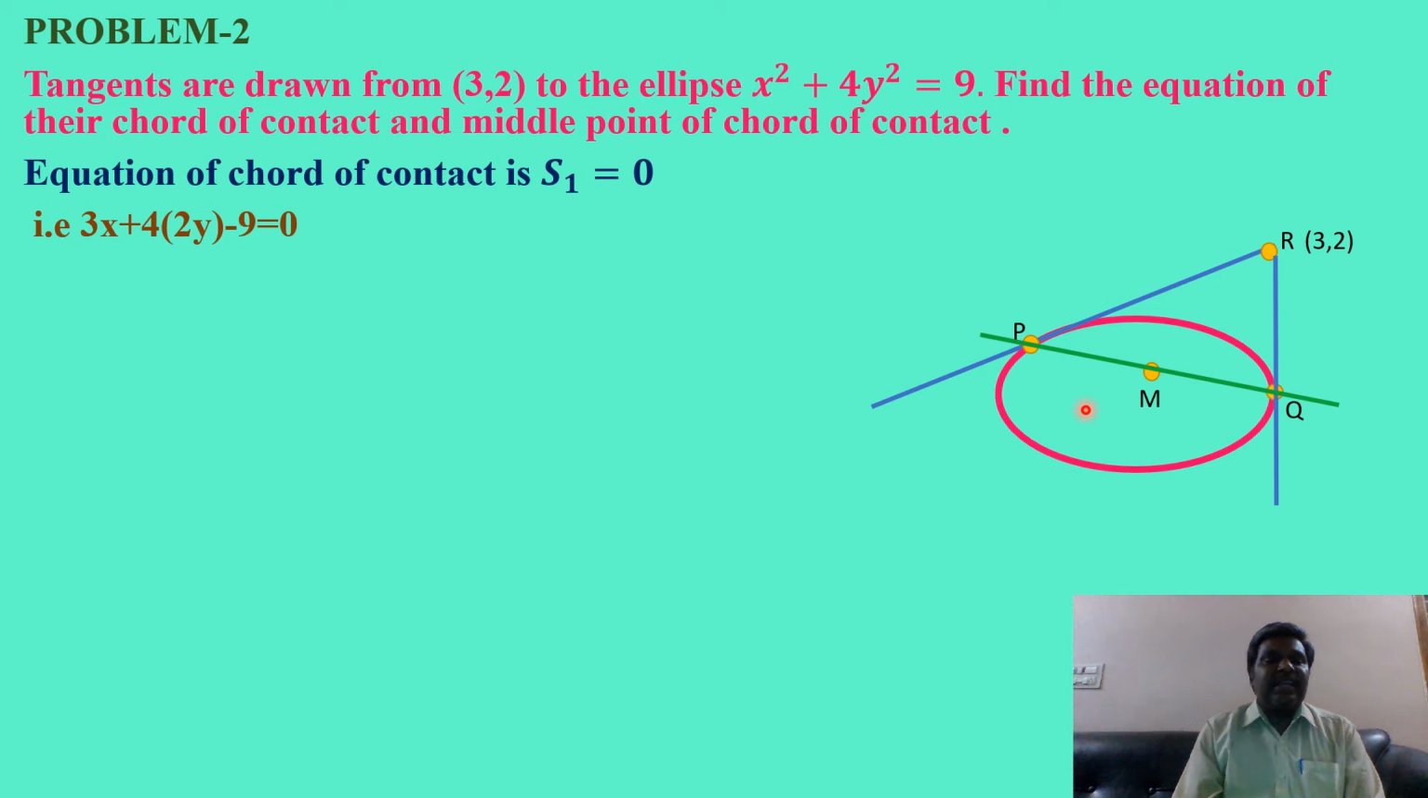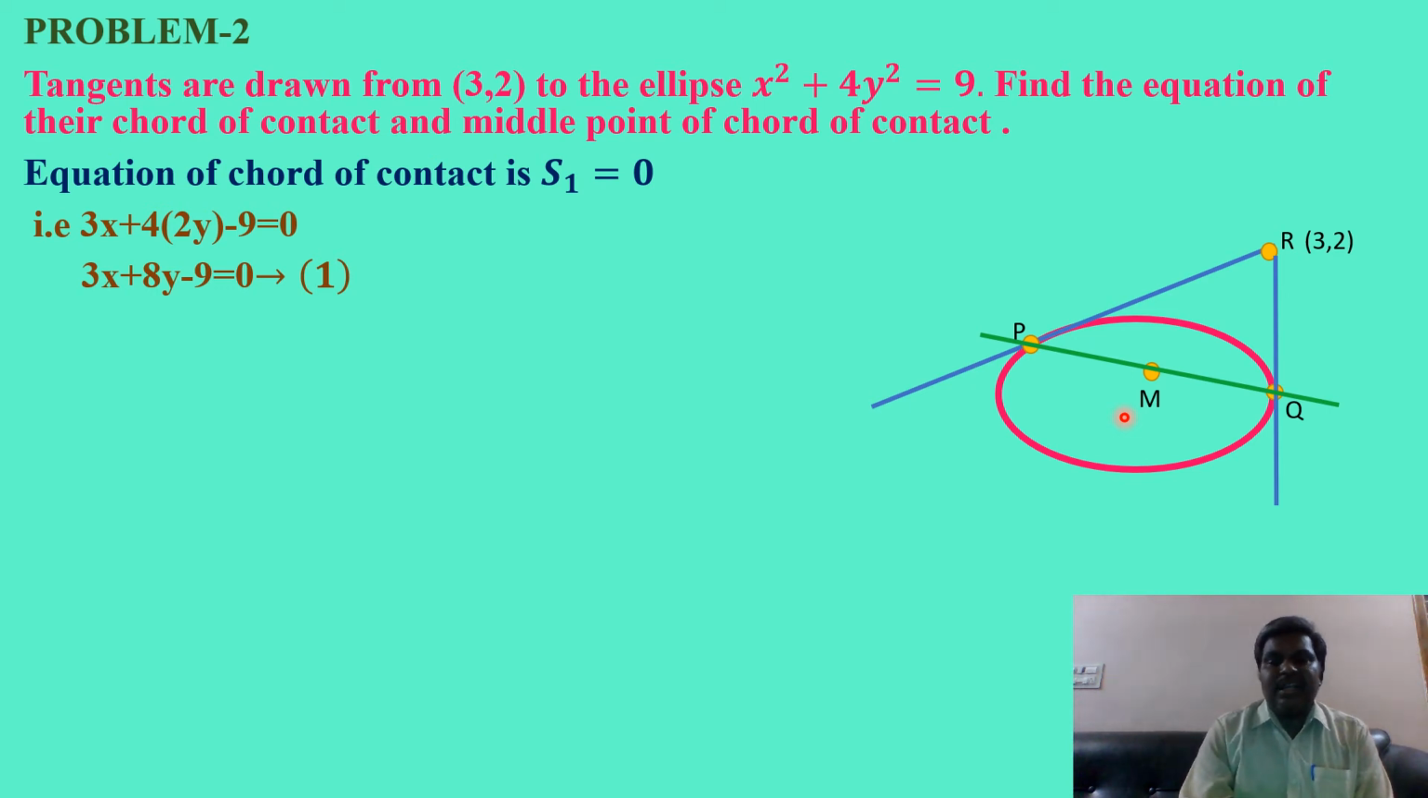That is 3x plus 8y minus 9 equal to 0, the equation of the chord of contact. Once you know the chord of contact equation, the general procedure is to solve the chord with the ellipse. You get the two points P and Q, and then find their midpoint. But I am not interested in finding the points of intersection. To get the shortcut method, I am going to use the calculus method.